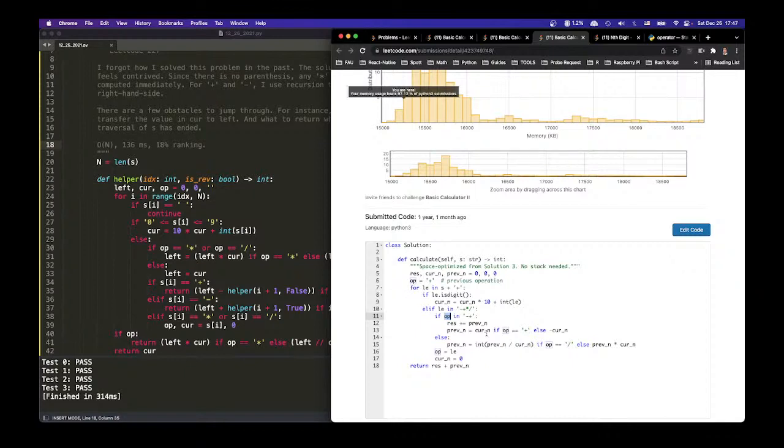So the previous value will equal the current value if the previous operator is a plus. Okay, if the previous operator is a plus, then it becomes this one. Otherwise, it becomes a negative value, okay? So we keep going now.